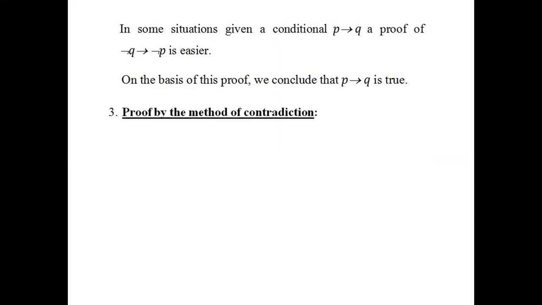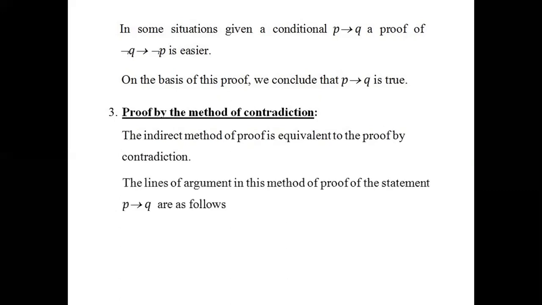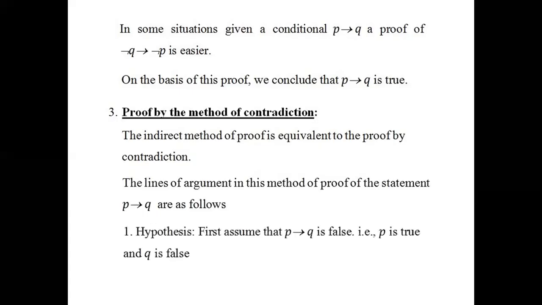Thirdly, proof by the method of contradiction. The indirect method of proof is equivalent to the proof by contradiction. The lines of argument in this method of proof of the statement P conditional Q are as follows. Again, the hypothesis, analysis, and the conclusion is considered. In the hypothesis, we assume that P conditional Q is false.